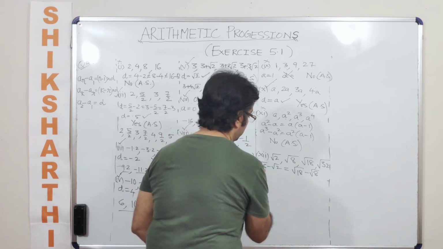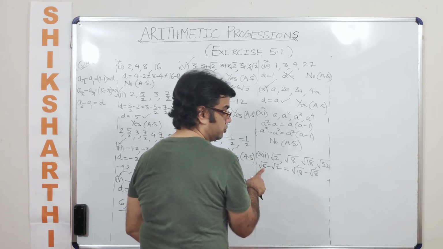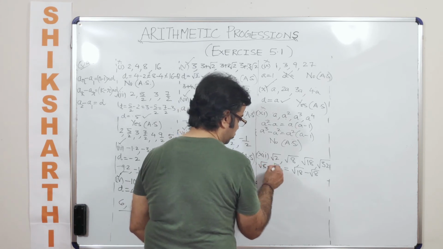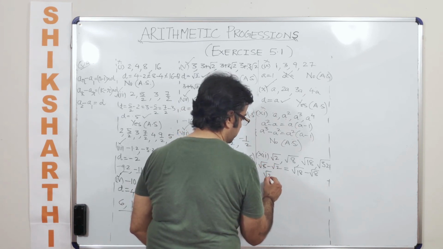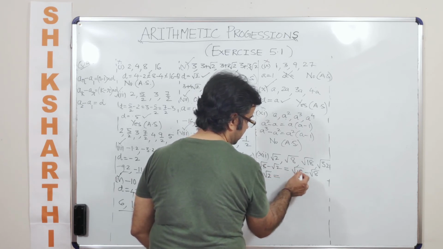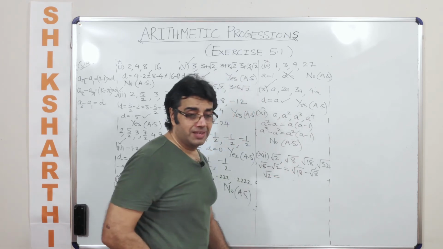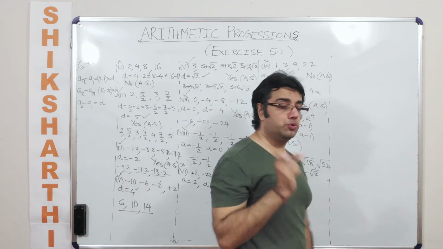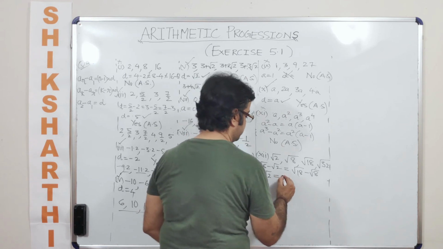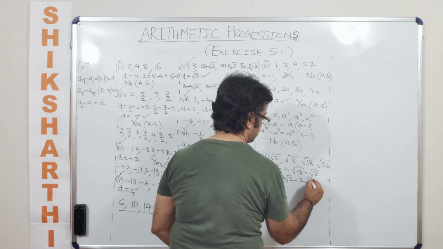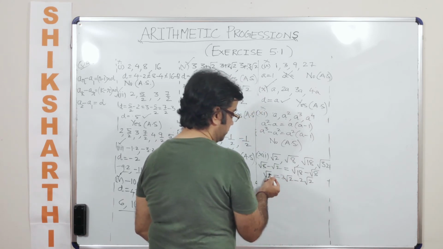In order to find this out, root 8 I can write as root of 2 into 2 into 2. So this can be written as 2 root 2. Now 2 root 2 minus root 2 is root 2. Now this root 2 should be equal to how much is root 18. So root 18 can be written as root of 3 into 3 into 2, which can be written as 3 root 2. And this we know is 2 root 2. So is it equal to root 2?